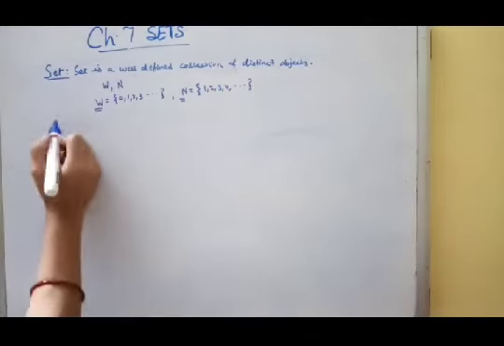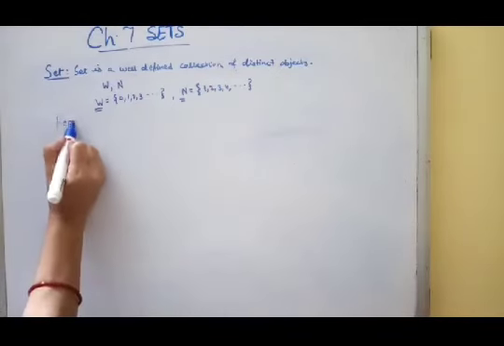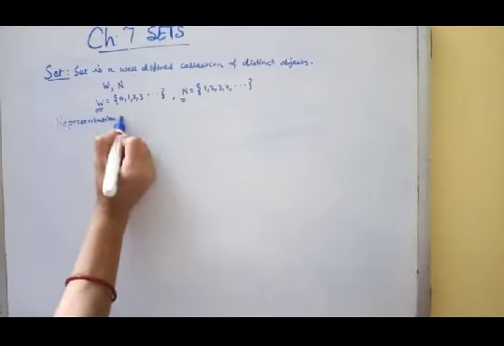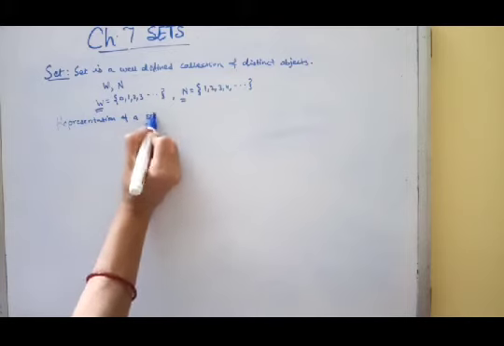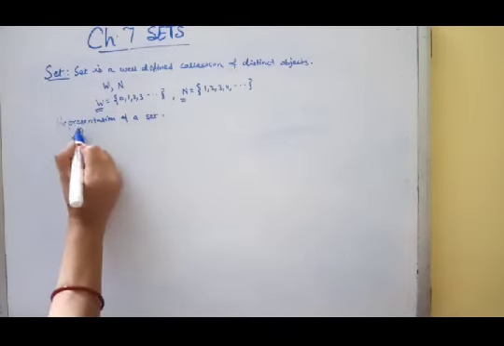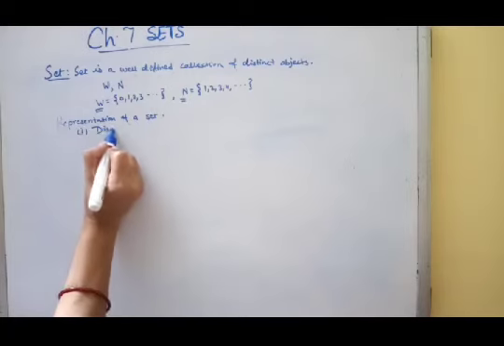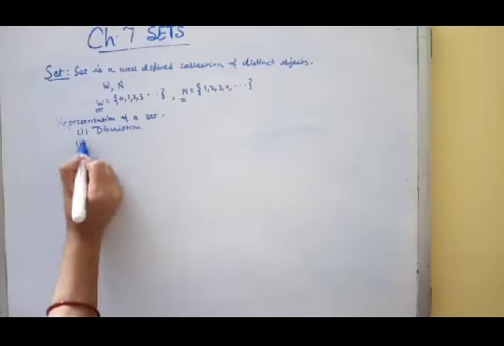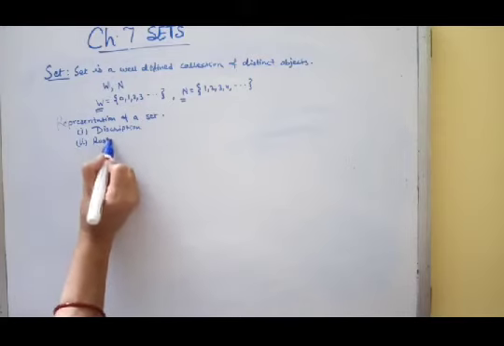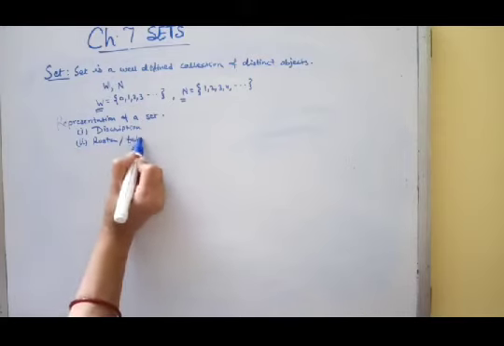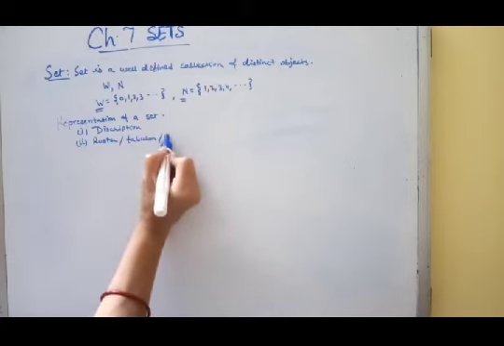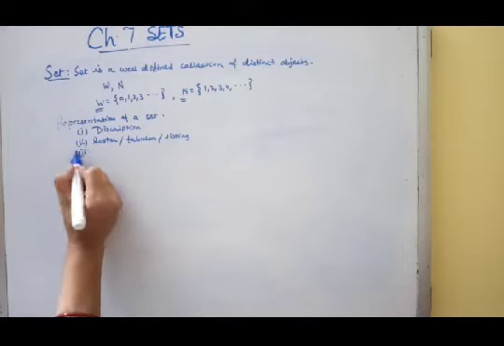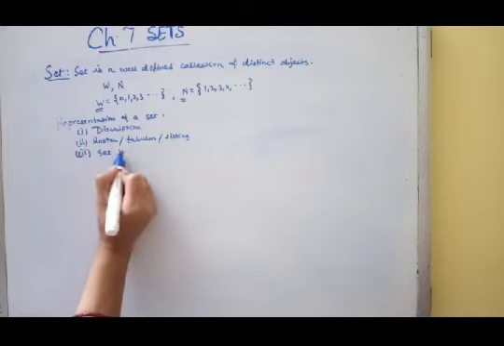Now representation of a set. There are three ways to represent a set. First is the description method. Second is the roster method or tabular method, or we call it the listing method. And third is the set builder method.